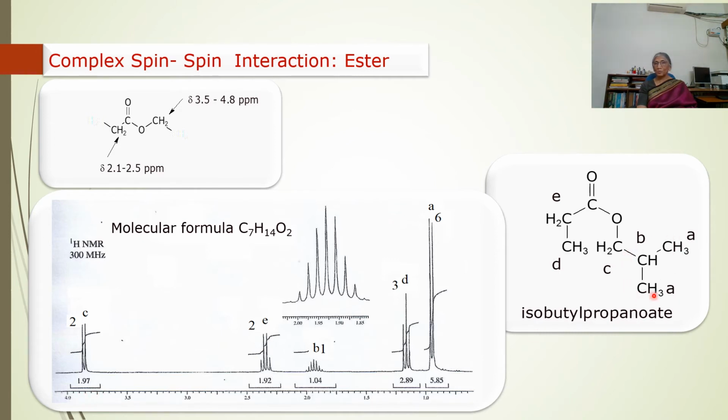And this is the isopropyl group. Isopropyl group, 6 equivalent methyl protons and 1 methine proton neighbor. So the signal of the 6 equivalent protons shows a doublet, and the signal of the methine proton shows a septet because of the presence of 6 equivalent protons. So in this manner, from the NMR spectrum, we have established that the compound is isobutyl propanoate.